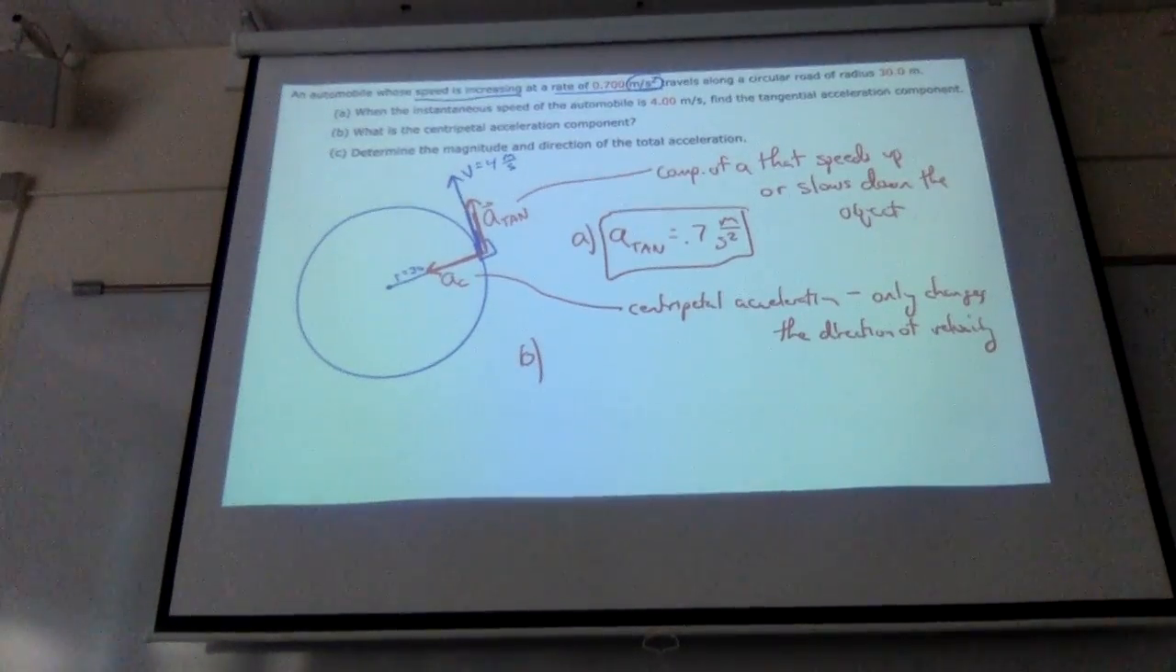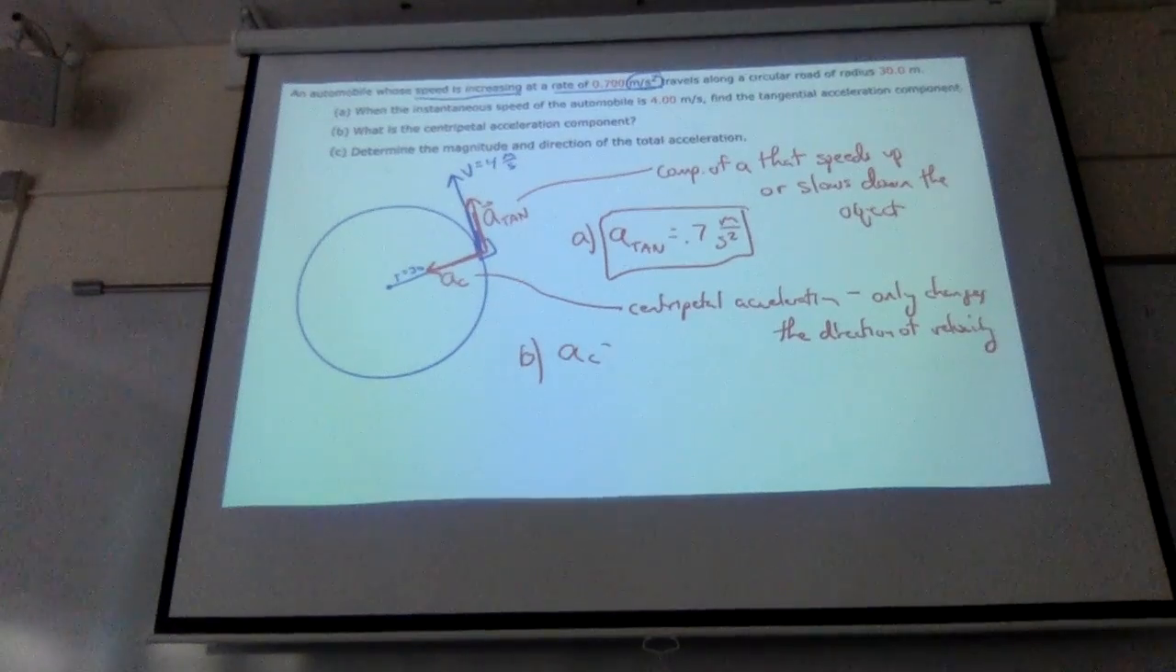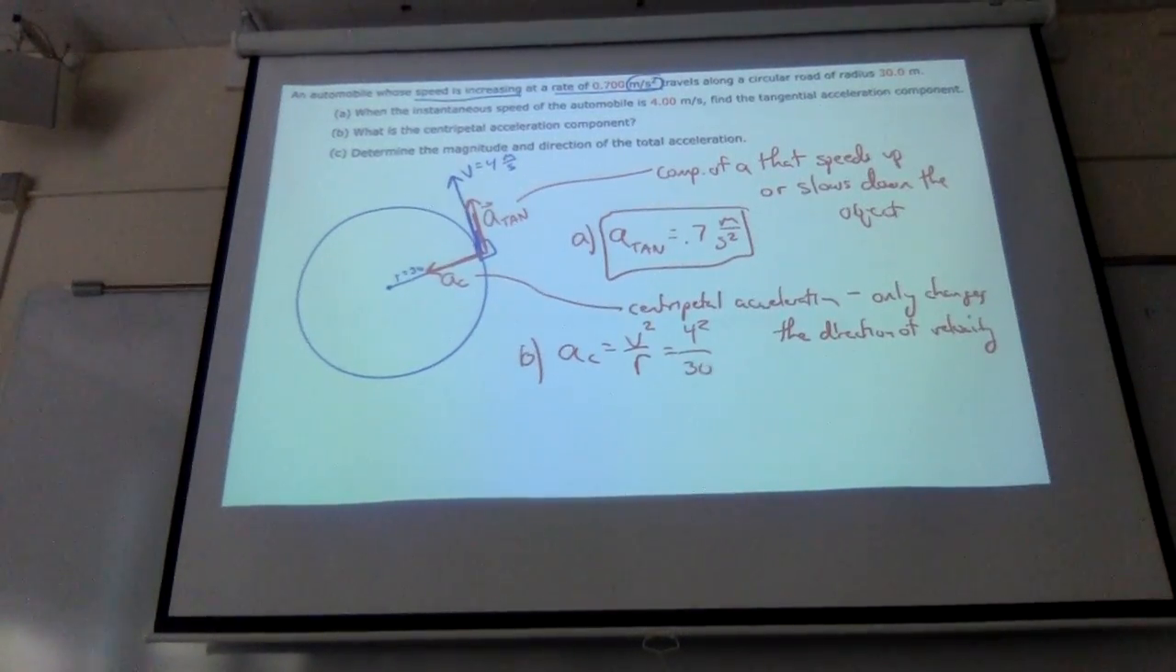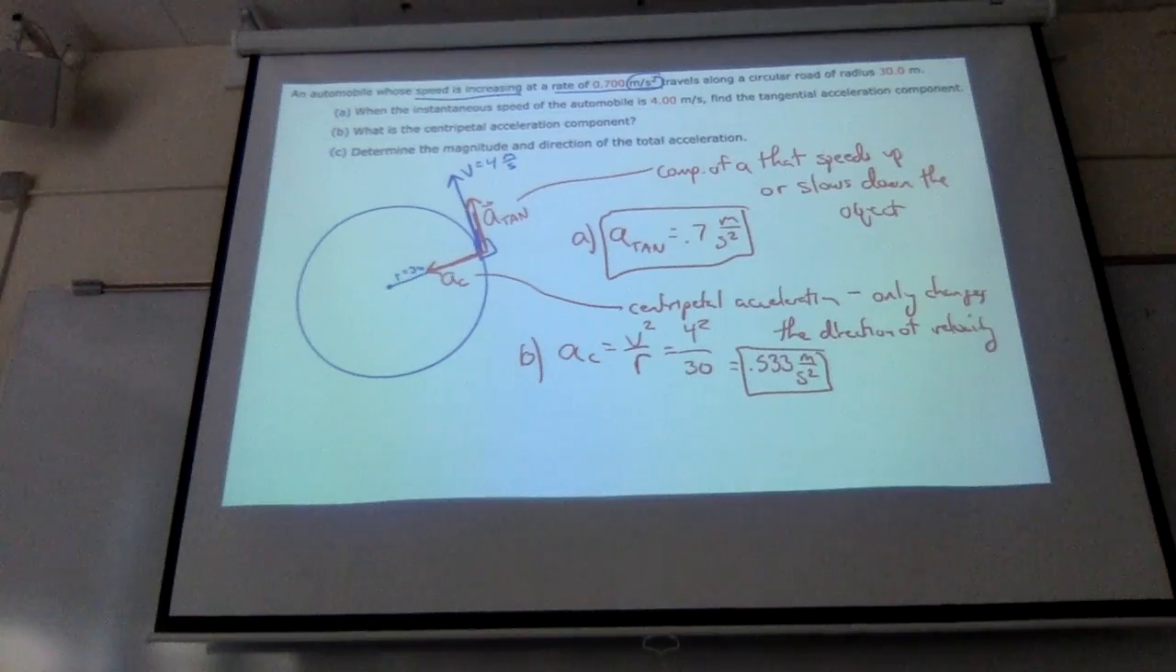So, B. B says, what is the centripetal acceleration component? We have an equation for that. AC is V squared over R. So V is 4 and R is 30. That gives 0.533. And please don't forget that your numbers may be different than mine. Don't let that freak you out. It's the ones in red that are different for every given iteration of the problem.